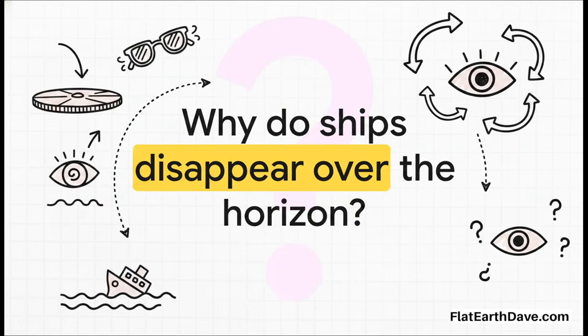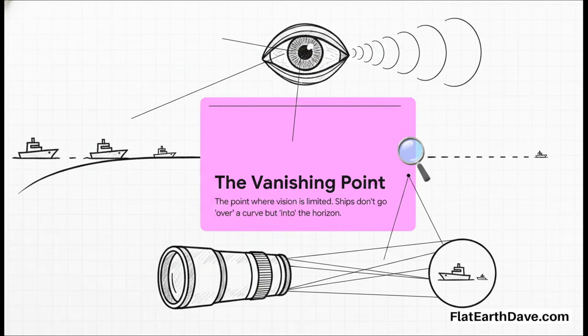Okay, next big question. What about ships disappearing over the horizon? Isn't that the ultimate proof of a curve? Well, the source argues it's just another trick of the eye. And this really gets to the core of their argument. What we call curvature is simply the natural limit of our vision, the vanishing point. The video makes a big claim here that if you have a powerful enough camera, you can zoom in and bring that ship that disappeared right back into full view.